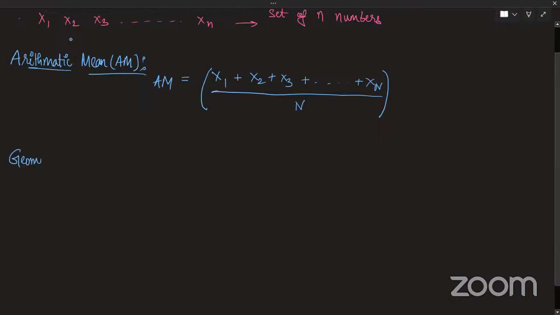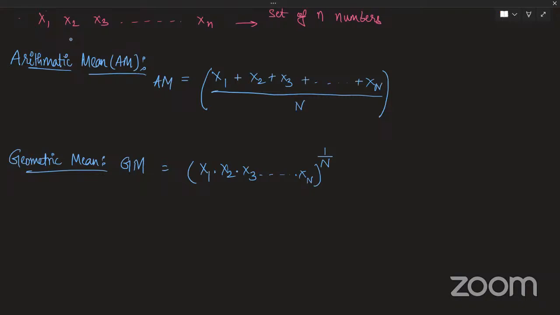Second is geometric mean, also called GM. So can you tell me what will be my GM of n numbers? I guess we have discussed this before. What is my geometric mean? It is the product of n numbers raised to the power of 1 by n. Everyone remembers this, right?